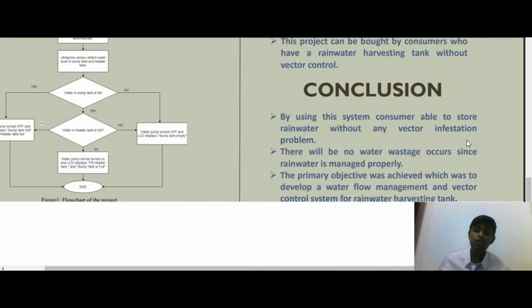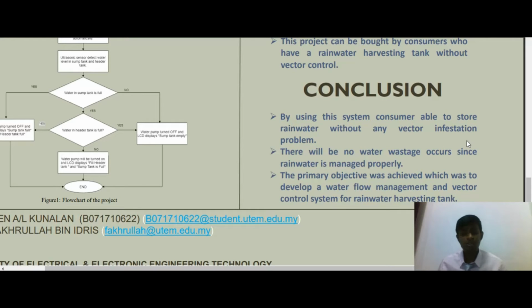Now let's move on to the conclusion part. By using this system, consumers are able to store rainwater without any vector infestation problem. There will be no water wastage since rainwater is managed properly. Lastly, the primary objective was achieved, which was to develop a water flow management and vector control system for a rainwater harvesting tank. Thank you.